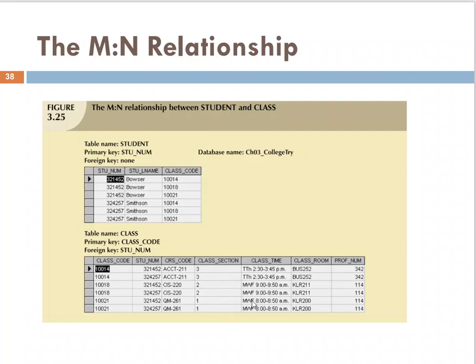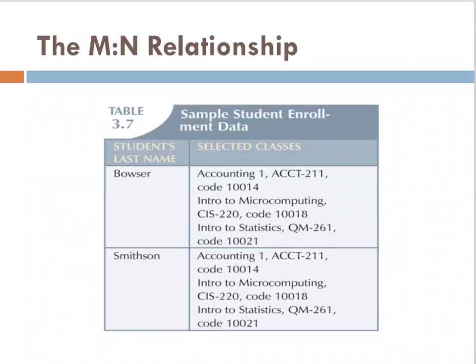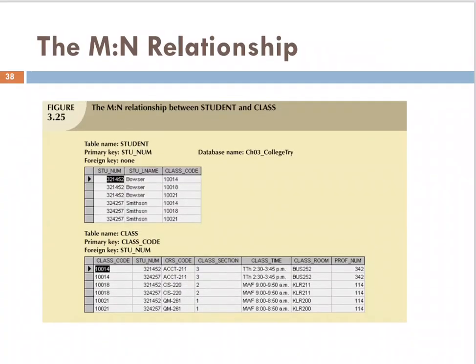Okay, katalah bila kita nak buat relationship tadi, nak show dalam table, dia akan jadi macam ni. Katalah ada dua table. Student, primary key student number, no foreign key. And then we have table class code, and foreign key dia adalah student number. Okay, so kita boleh nampak di sini, since seorang student boleh ambil banyak kelas. So, Bowser tadi, class code dia 10014, 10018, 10021. Okay, let's check. Okay, 3 kelas. Sama juga dengan Smithson.